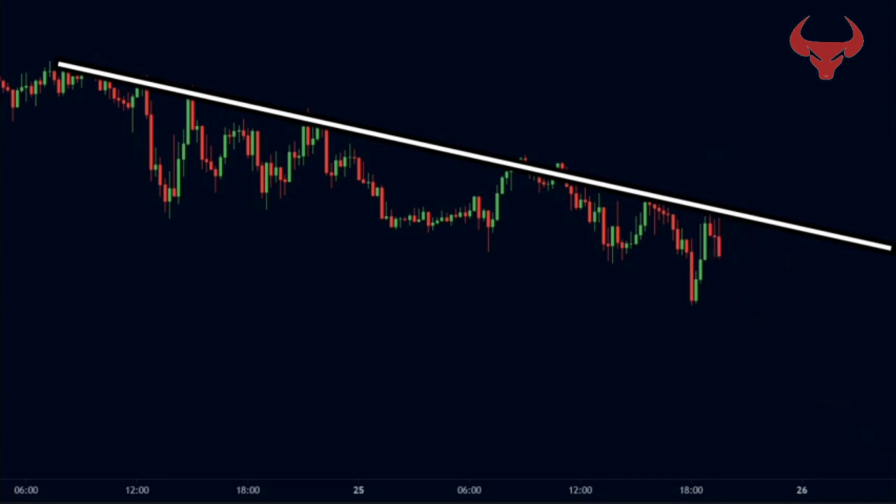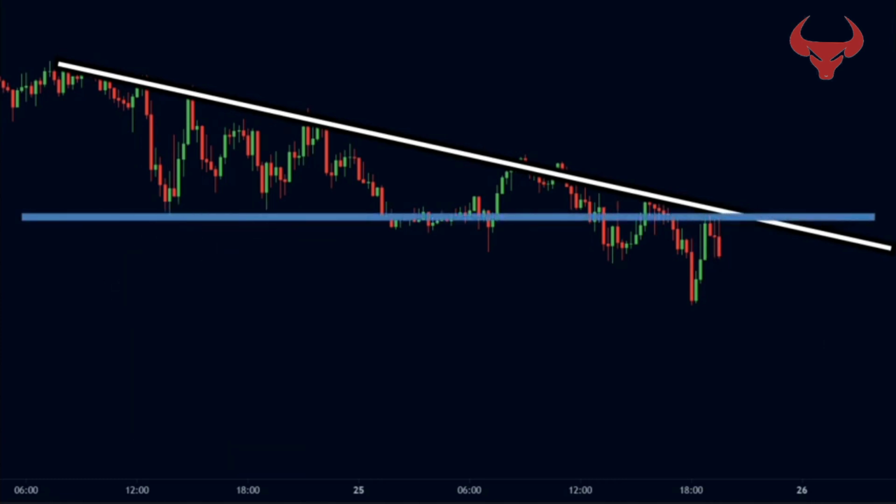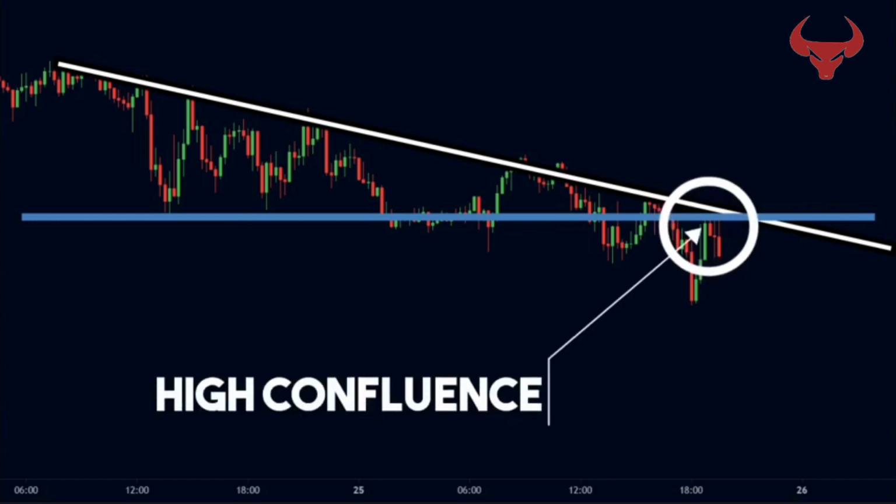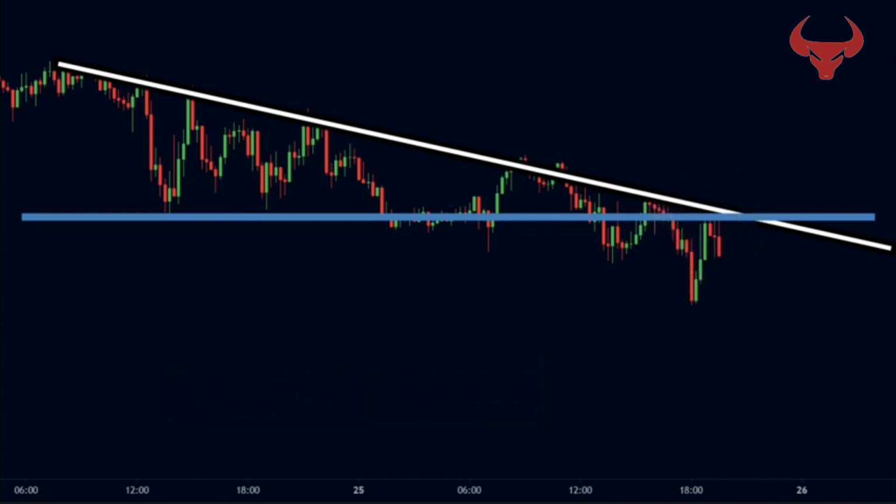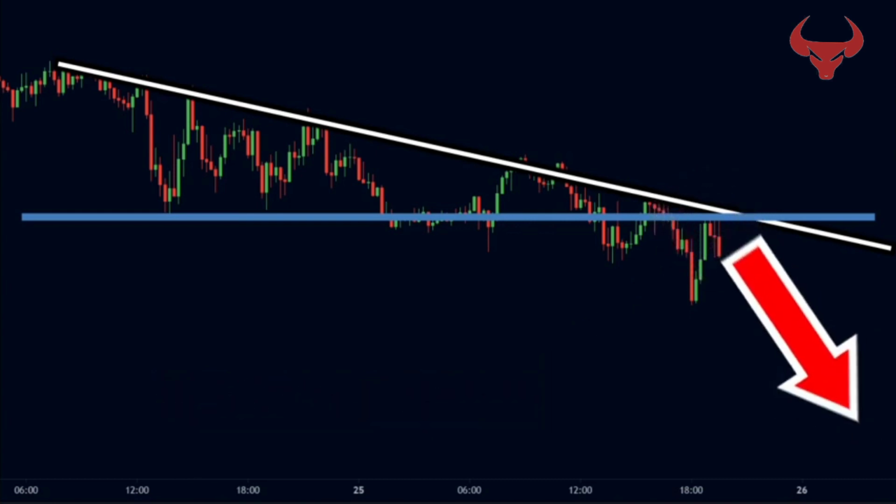At the same time, we can see that the area coincides with a major level of resistance that has acted as a support before. This also signifies a strong point of resistance. Therefore, we can say that this area has a confluence of the trend line as well as the resistance level. So we expect the price to resume the downtrend after hitting this level.